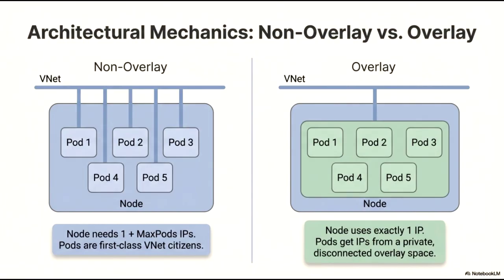Conversely, the overlay model on the right is designed for IP efficiency. The node uses exactly 1 VNet IP address, regardless of how many pods it hosts. The pods reside in a private, disconnected overlay space and are assigned IPs from an internal network that is separate from the VNet. This architecture allows for significant cluster scaling without exhausting the primary VNet's available IP resources.